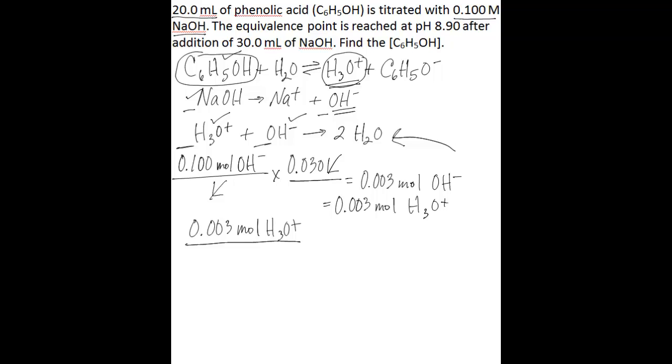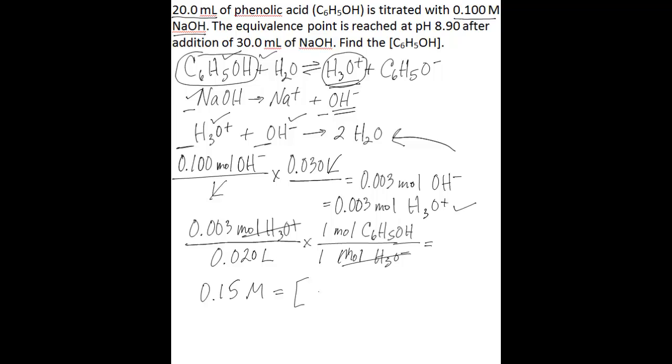So you use the 20 milliliters, you have to convert that to liters. You'll get 0.020 liters. You multiply that by the conversion factor you know that will get you from hydronium ions to phenolic acid, and it's a simple 1-to-1 molar ratio. For every 1 mole of phenolic acid, you have 1 mole of hydronium ions. Moles of hydronium ions cancel out, and you're left with moles per liter of phenolic acid. When you do the math, you get 0.15 molar, and that is going to be your concentration of phenolic acid.